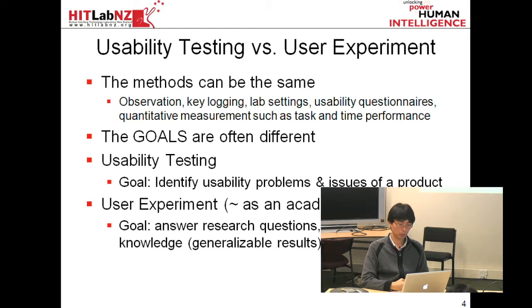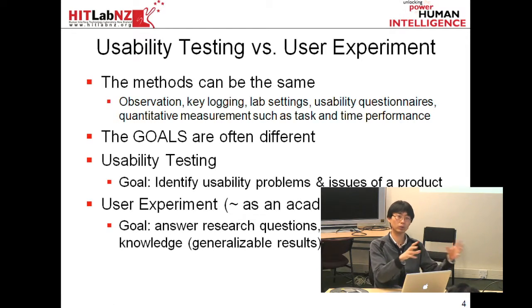So again, to explain a little bit more about how user experiment is different from usability testing we've learned before. Usability testing also was about recruiting participants and letting them use your interface and measuring some user performance or usability ratings and so forth. So the main difference is the methods can be the same. It could be using, again, the same observation or key logging, measuring task performance using task completion time or number of errors. Those kind of methods that you use to collect feedback could be the same, but the goals are very different.